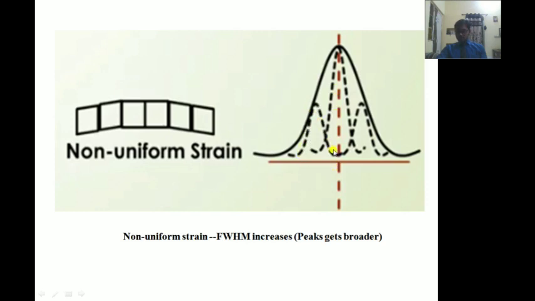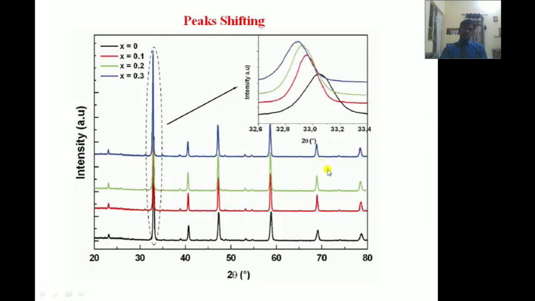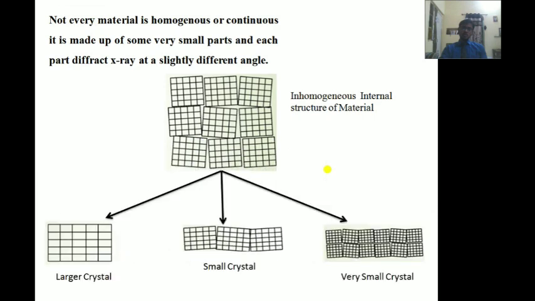And using Gaussian curve fitting, we get this type of curve. Because of this, when a non-uniform strain is applied, the full width at half maximum increases, so the peaks get broader. So these are the reasons for peak shifting and peak broadening.